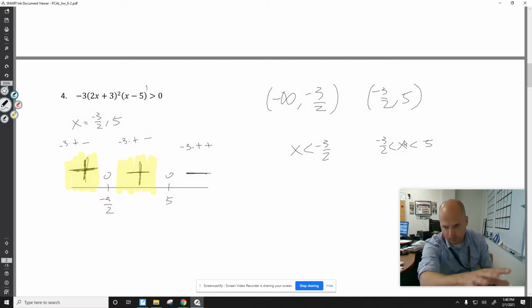We do these sign number lines so often in calculus.